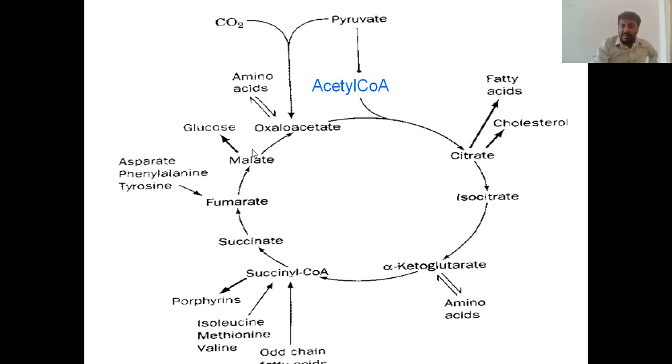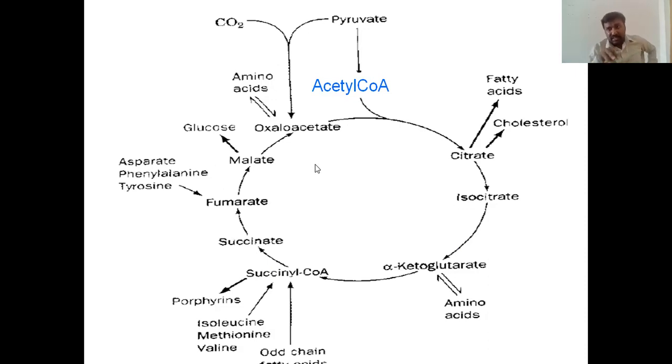And from malate, we can get the glucose molecule in the presence of some enzymes. The oxaloacetate is also useful in the synthesis of amino acids. From the amino acids we can also get the oxaloacetate. It's a reversible reaction. Okay.